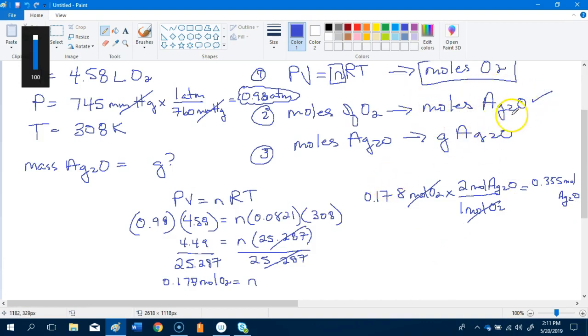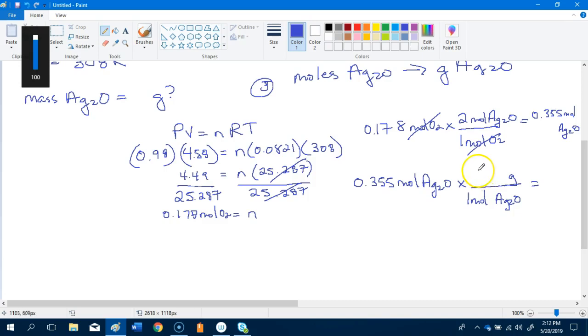I now have my moles of silver oxide, and now I convert my moles of silver oxide to grams of silver oxide. So I have to take 0.355 moles of silver oxide, and I'm going to multiply that by the molar mass of silver oxide. So I can figure out what the molar mass is. I know that 1 mole of silver oxide is going to be the molar mass of that. So I just need to do a little calculation that I will put in here for my molar mass, and that will give me my total grams of 0.355 moles.